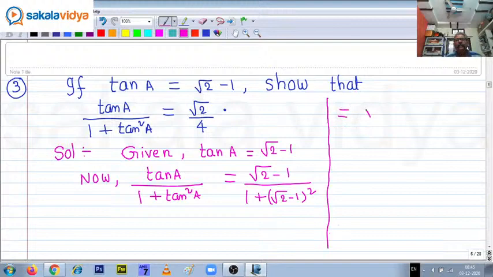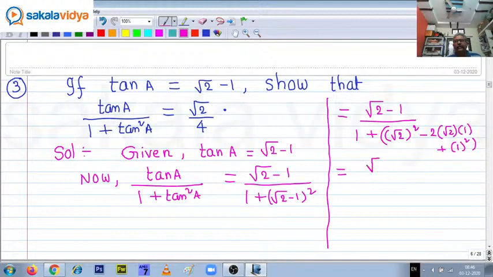This equals root 2 minus 1 upon 1 plus, this is a minus b whole square. A minus b whole square is a square minus 2ab plus b square. So root 2 square, a square, minus 2 times root 2 times 1, and plus 1 square.